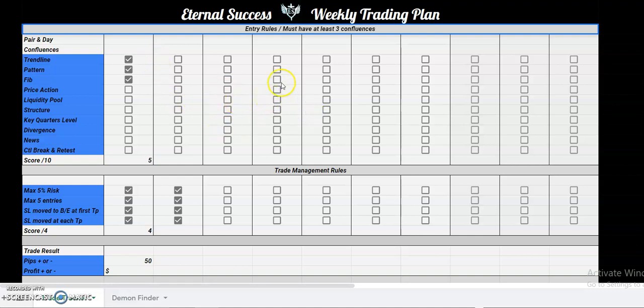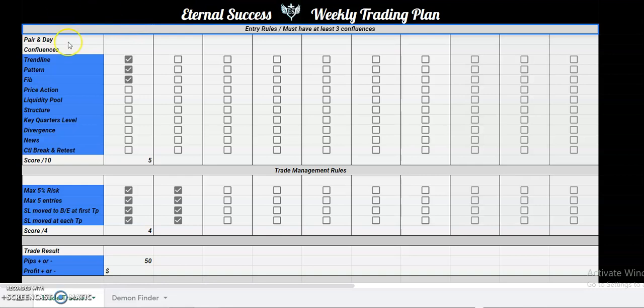What we've got in front of us here is the Eternal Success weekly trading plan. You want to fill this thing out every single week, and then you can go back and see mind-blowing data. So how it works is the entry rules for every trade: you must have at least 3 confluences. Obviously, the more the better, but you must have at least 3.